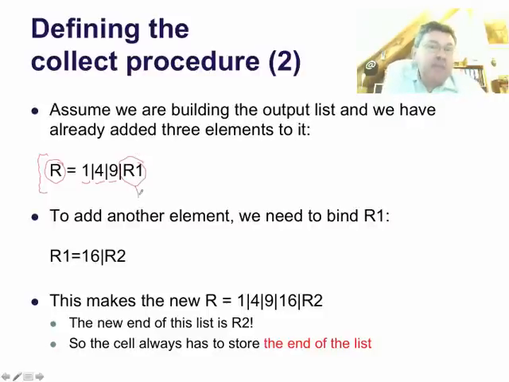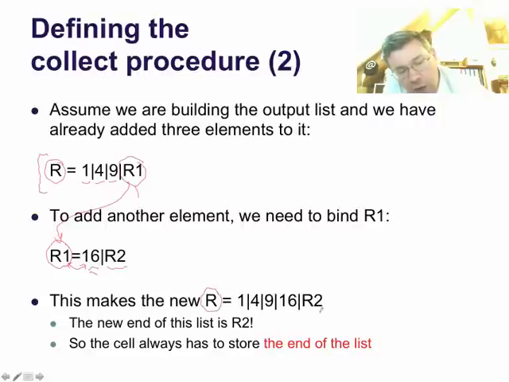If we want to add the next element to the output list, we need to bind R1 to the next element. Let's say it's 16, followed by a new unbound tail. If we do this binding here, we in fact will update R, and R will be 1, 4, 9, 16, R2. And the new end of the list then is R2. So what does this tell us?